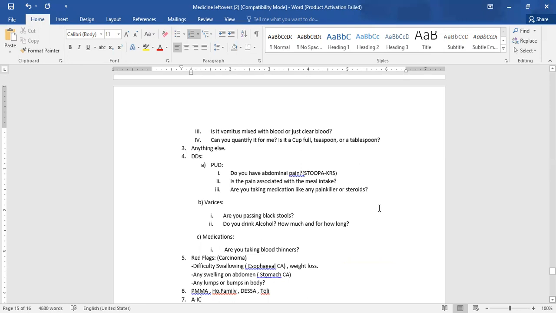First of all, peptic ulcer disease. Ask, do you have abdominal pain? If she mentions it, where is the pain? How much is it? When did it start? What kind of pain is it? Can you score this for me? Is it associated with meal intake? Because we all are aware that in peptic ulcer disease there is a pain in the abdomen and the pain is associated with meal intake time. And then ask, are you taking any medication like painkillers or any steroids? Because both of these factors are risk factors for peptic ulcer disease.